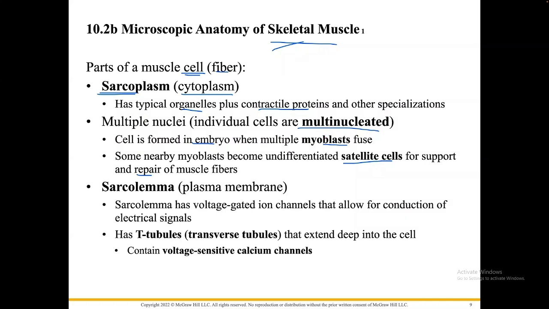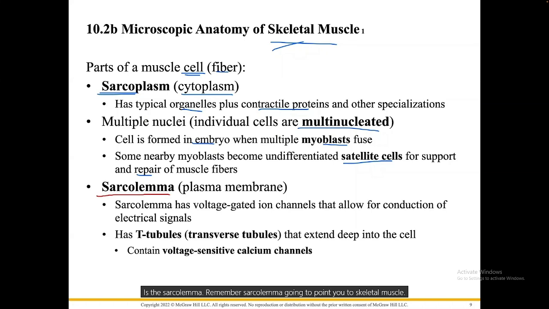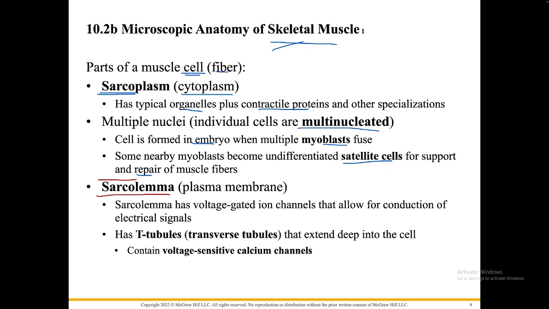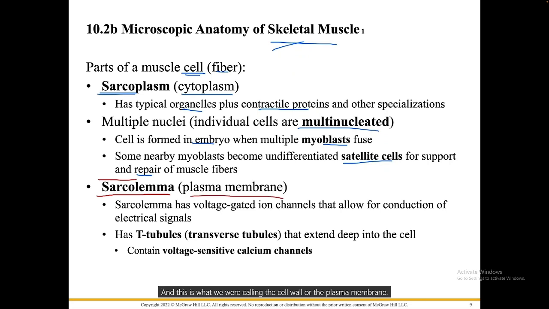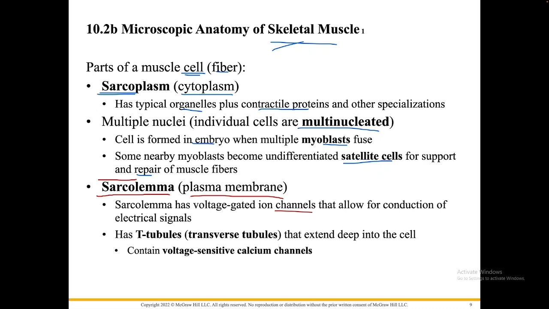Another structure around the muscle cells or the muscle fibers is the sarcolemma. Remember, sarco is going to point you to skeletal muscle. And this is what we were calling the cell wall or the plasma membrane when we were looking at other cells. There are lots of channels that allow stuff to go into the muscle or out of the muscle cell.